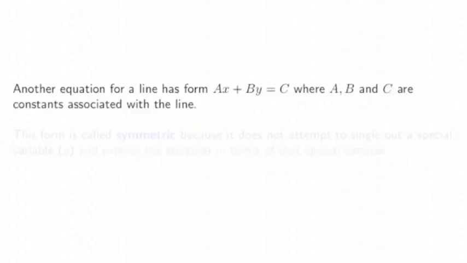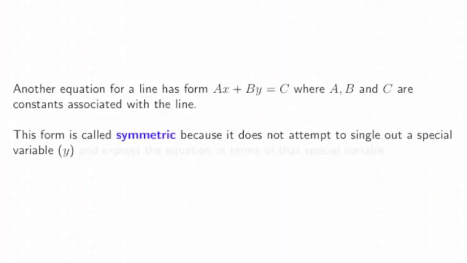Another equation for a line has form ax plus by equals c, where a, b, and c are constants associated with the line. This form is called symmetric because it does not attempt to single out a special variable like y. It expresses the equation in terms of no special variable.